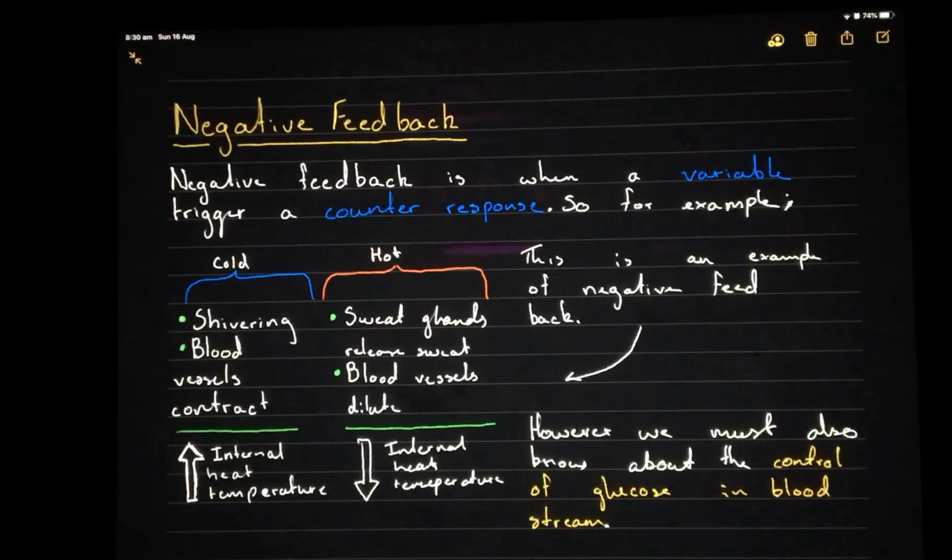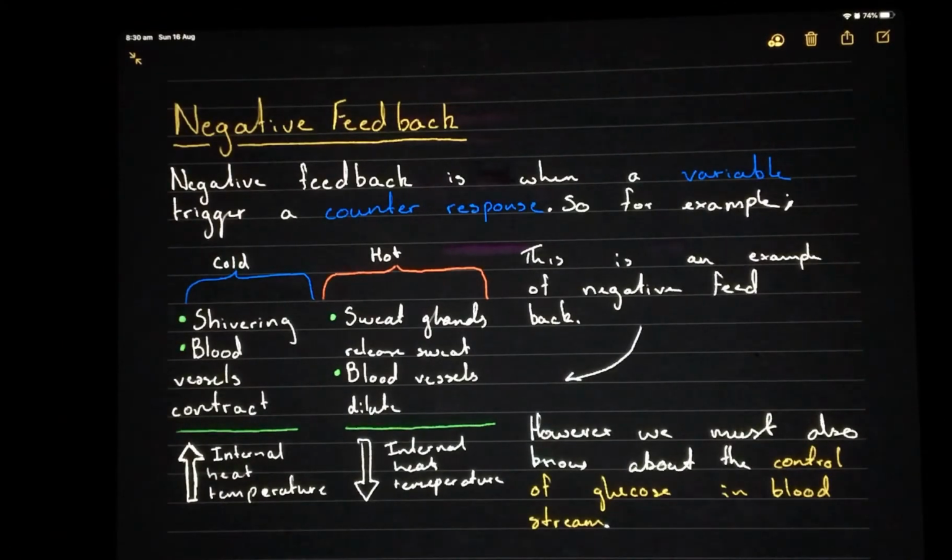So for example, if you are in Siberia and it is cold, you will start shivering and your blood vessels start to contract. This causes internal heat temperature to rise, which counteracts the cold, which in this case is the variable. Now say you're in Texas, your sweat glands release sweat, obviously. Blood vessels dilate, and the internal temperature of your body will overall decrease, which counteracts the hot air. This is one example of a negative feedback loop.